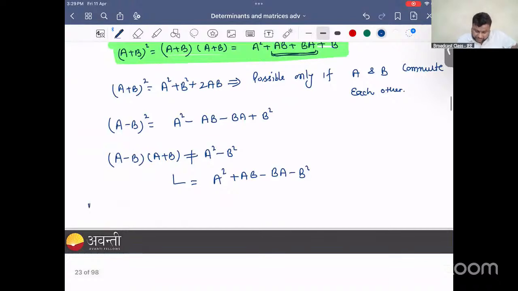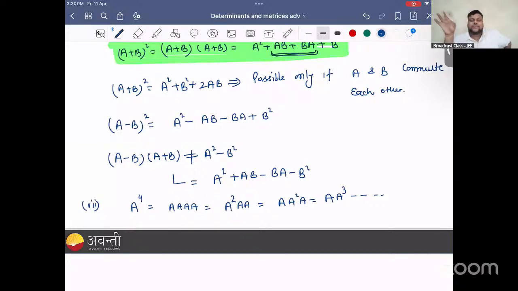Okay, now let's do the seventh property. Sometimes you are doing, say, a to the power 4. So this a to the power 4 is simply multiplying a with itself 4 times. So we can also write it as a square into a square, or you can also write a cube into a. However you want to write it, that is fine. There is no issue with that.